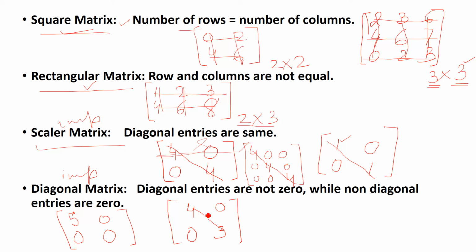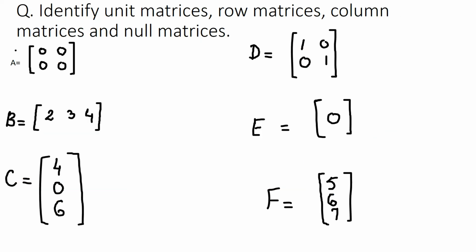In a diagonal matrix, there should be some entries in the diagonal but not 0. All others are 0. But in a diagonal matrix, one important thing is, if only one diagonal entry is non-zero, all others are 0, it is also called the diagonal matrix. If all are 0, it is called null, right? But the diagonal entry, not this one, there should be one number which is not 0, it is also called the diagonal matrix. So I think these concepts are clear. Now we are going to start the questions.